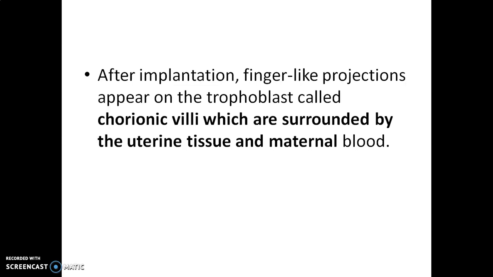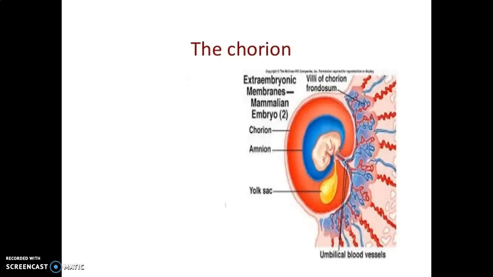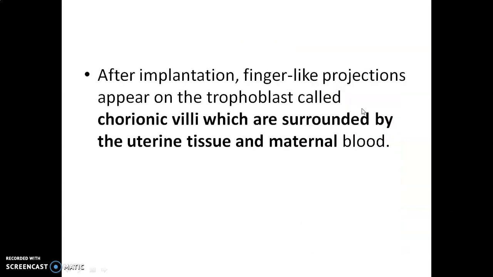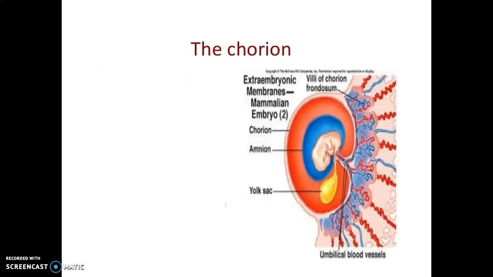Children, do you remember what is implantation? After implantation, the finger-like projections appear on the trophoblast called chorionic villi, which are surrounded by the uterine tissue and maternal blood. It is very clear in this diagram. You can see the formation of finger-like villi of chorion here. It is known as chorionic villi, which is surrounded by uterine tissue and maternal blood.